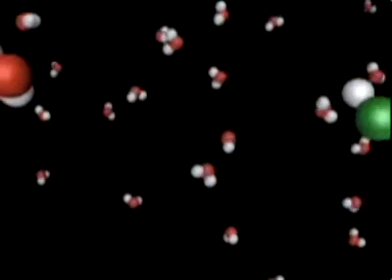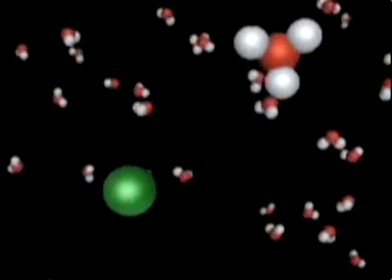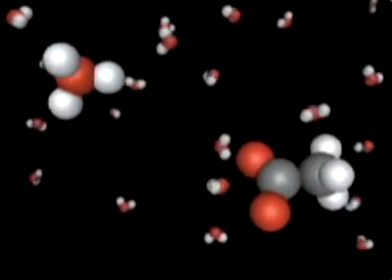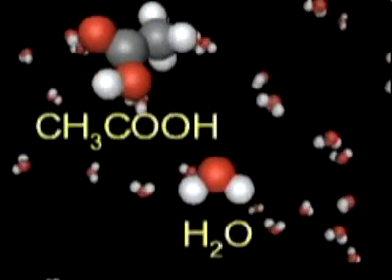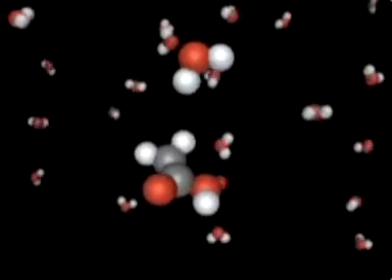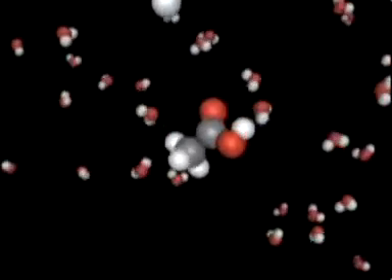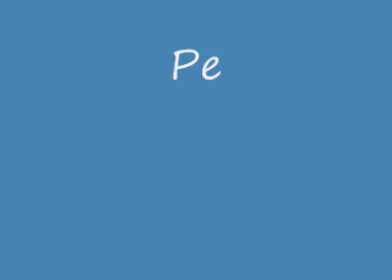The animation illustrates this process. Here, a hydrogen chloride molecule ionizes in water. The resulting hydronium ion reacts with an acetate ion forming acetic acid. Due to the small Ka of acetic acid, very few acetic acid molecules ionize to form acetate and hydronium ions.